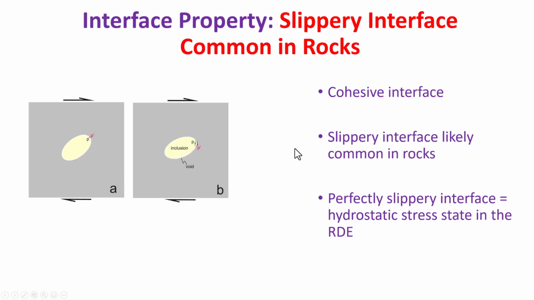Eshelby's solution also assumes that the interface is coherent, that is, there is no free slip along the interface between the inhomogeneity and the matrix. However, as I will show in the next slide, slippery interfaces are likely very common in rocks. Slippery interface means that the interface is not coherent. In the extreme situation, the interface is totally lubricated. The deviatoric stress in the matrix cannot be transmitted into the inhomogeneity. The stress state in the inhomogeneity has to be perfectly hydrostatic.